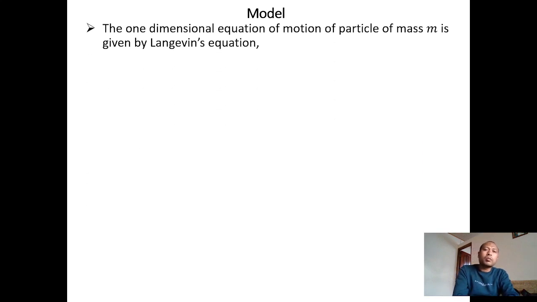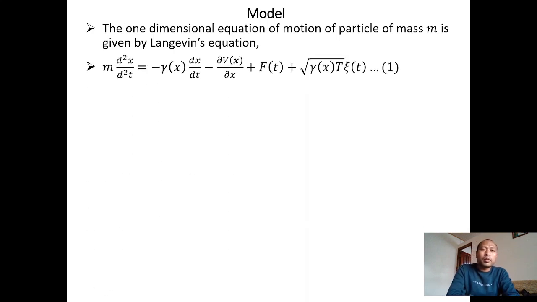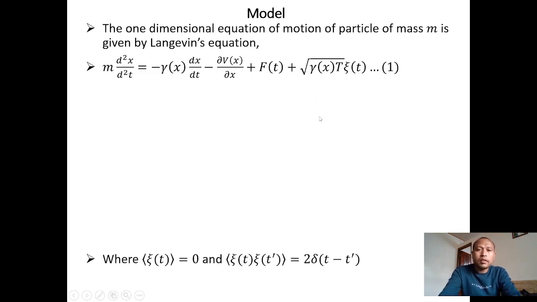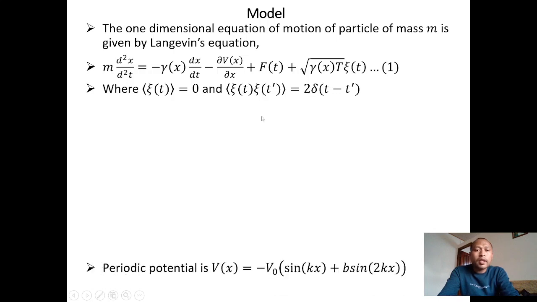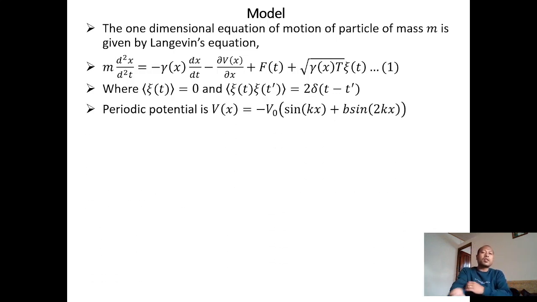This is the model. The one-dimensional equation of motion is given by the Langevin equation, given by equation 1, where F(t) here is the external drive. This term represents the stochastic term, and J(t) here is the random fluctuation. T is the temperature in Boltzmann units, where J(t) satisfies these statistics, and the periodic potential is given by this relation.